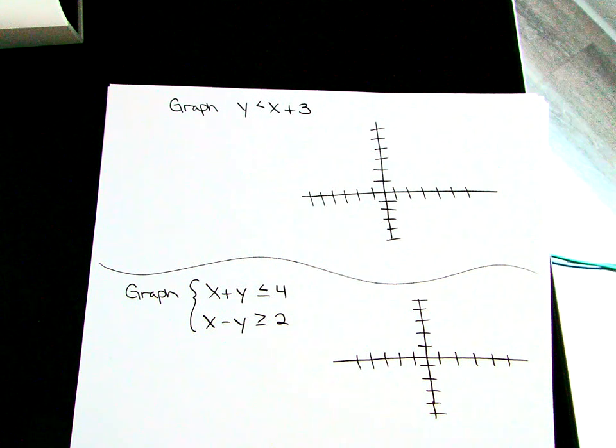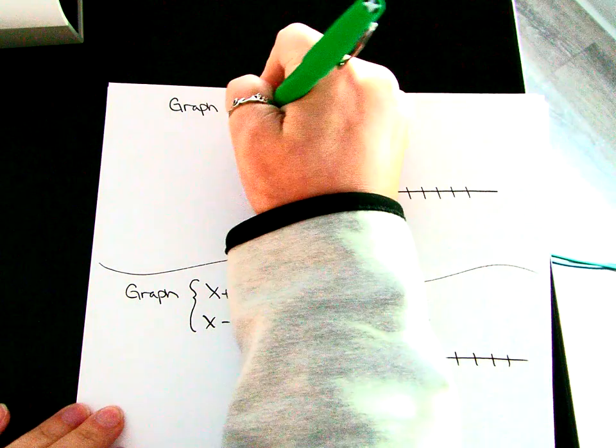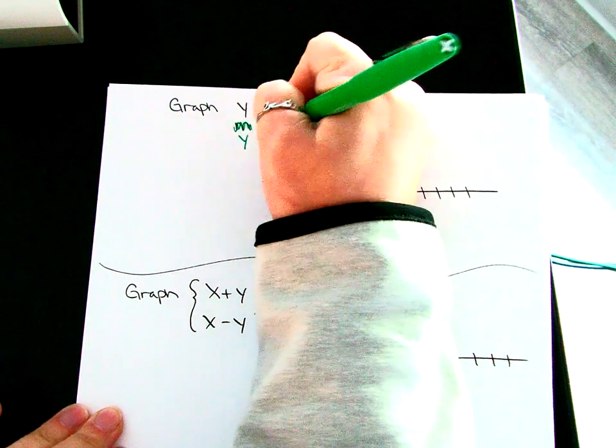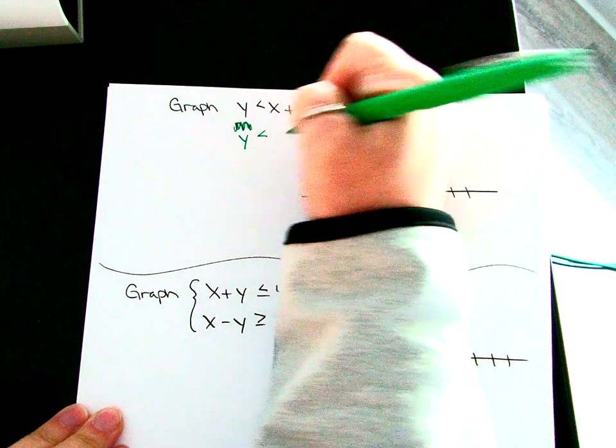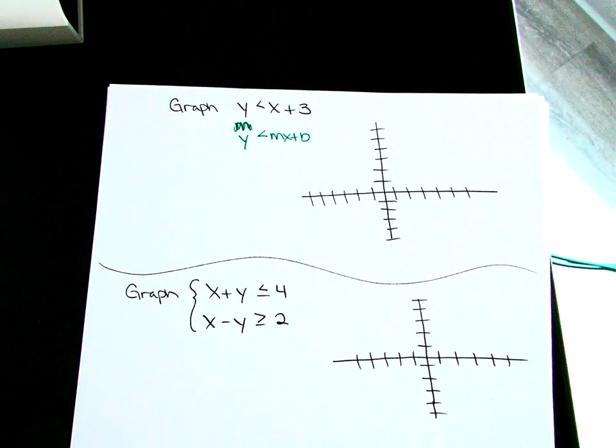And sometimes, like this one, it's going to already come in that format. This already looks like y, and then your inequality symbol, mx plus b. It already looks like that. So what is my y-intercept for this inequality?